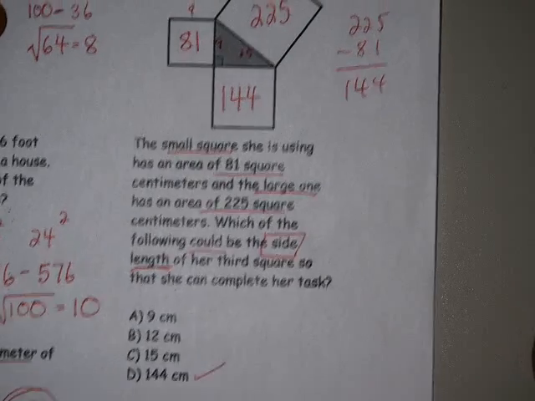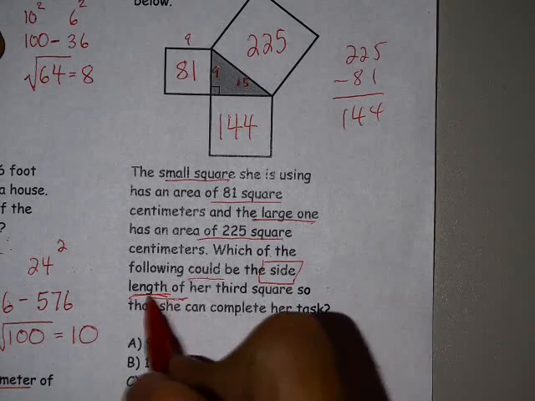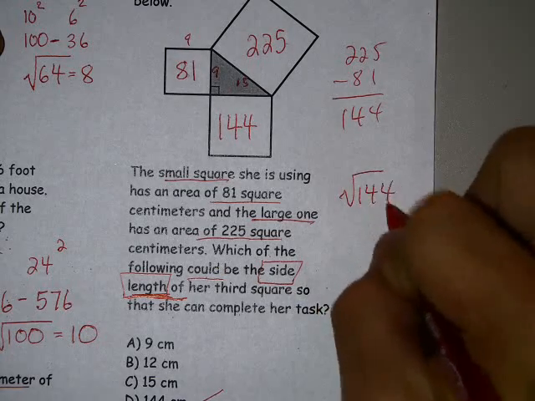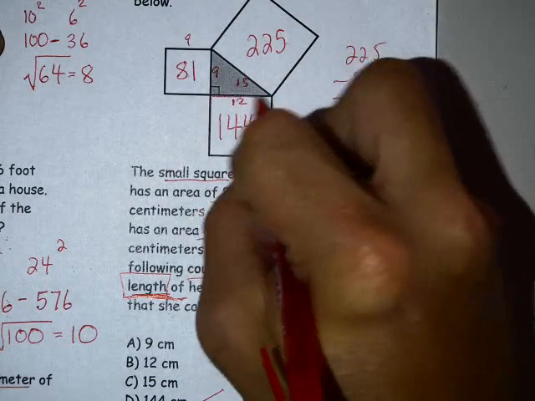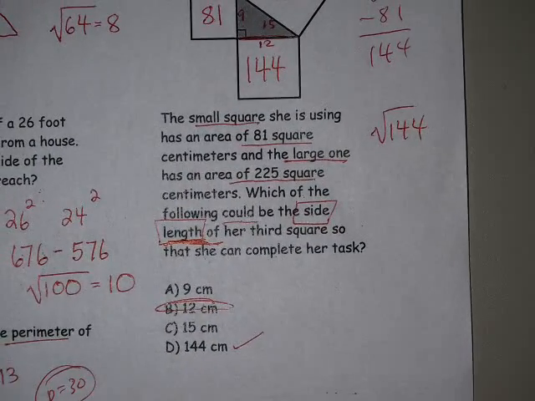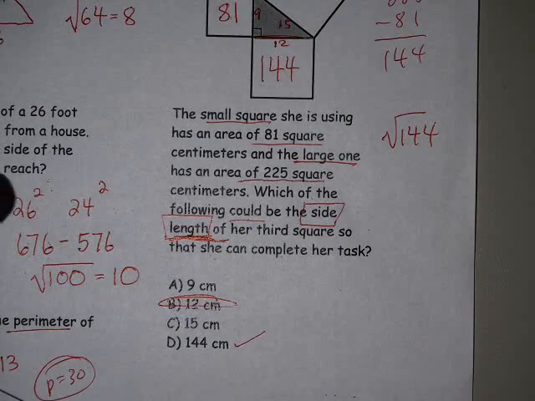But again, that's not what the question asks you. It says what could be the length of her third square. So the length is what we're looking for. So the square root of 144 is 12, which is how long that line is. And we've got answer B for that one. Again, that's why we have to be really careful with answering the question they ask us.